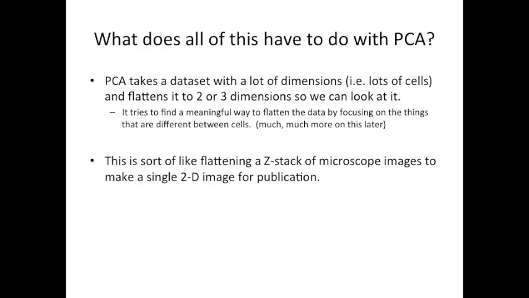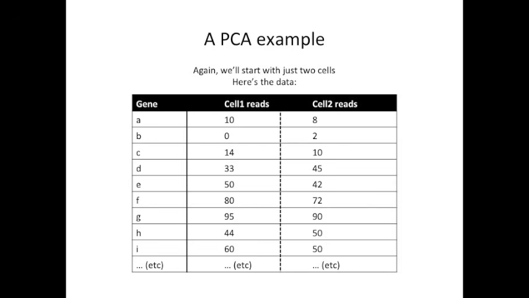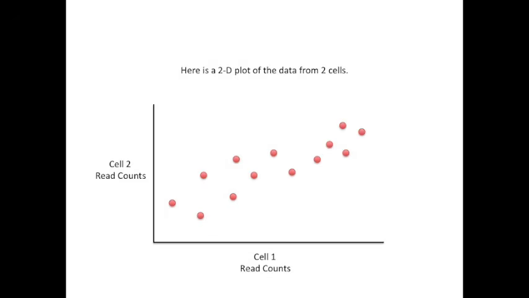For any biologists out there, this is sort of like flattening a Z-stack of microscope images to make a single 2-dimensional image for publication. So let's start with an example. Again, we'll just start with 2 cells. Here's the data. Like before, the genes are imaginary, so I've just listed them from A to I. And here's a 2D plot from the data from 2 cells.